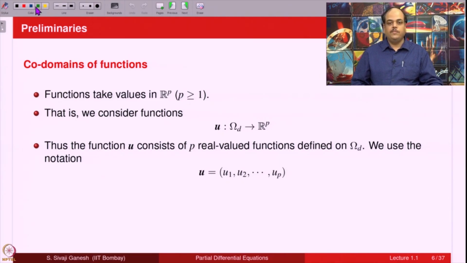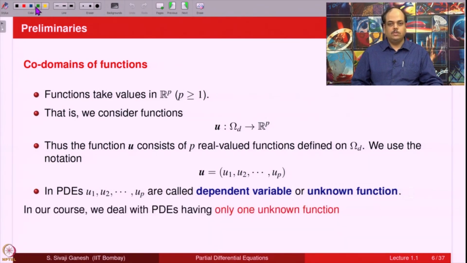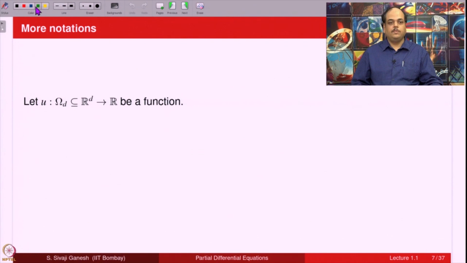So, the function u is given in terms of what are sometimes called coordinate functions u1, u2, up to up. In partial differential equations, u1, u2, ..., up are called dependent variables or unknown functions. In our course, we are going to deal with PDEs which have only one unknown function, that is only one dependent variable, in other words p equal to 1. So, the PDEs that we are going to study in this course are single equations, with only one unknown function, not systems.